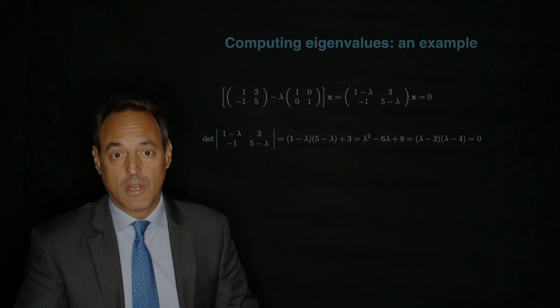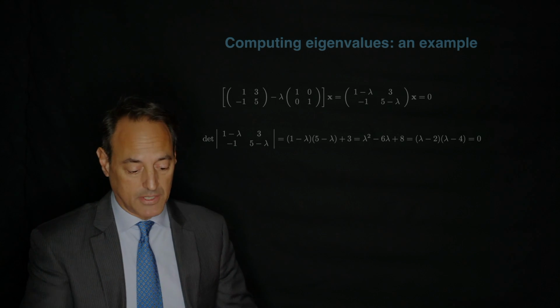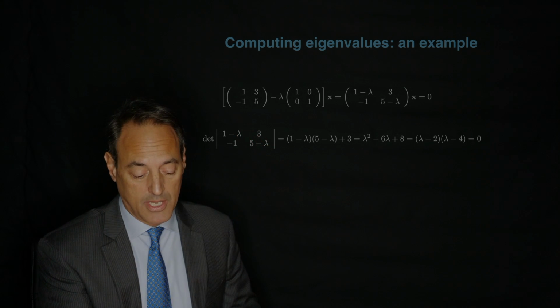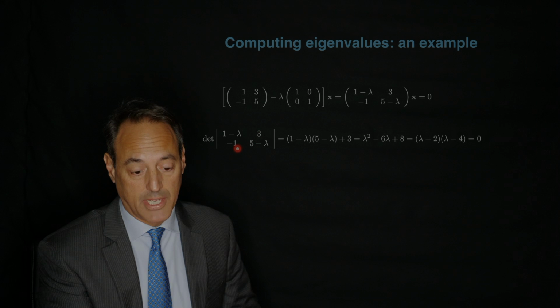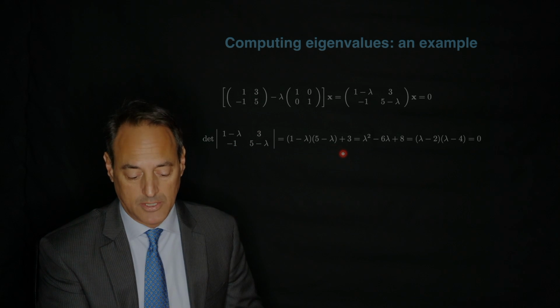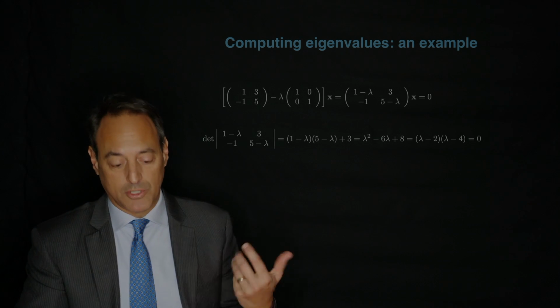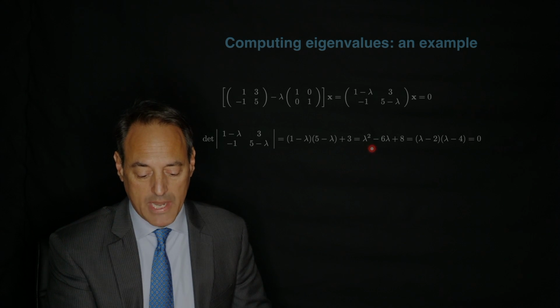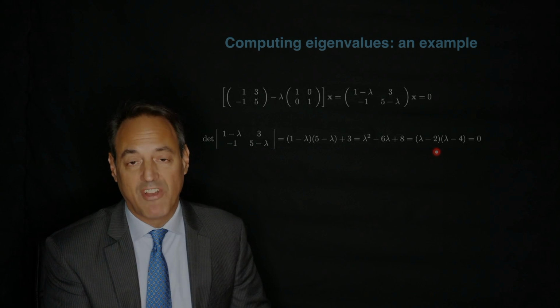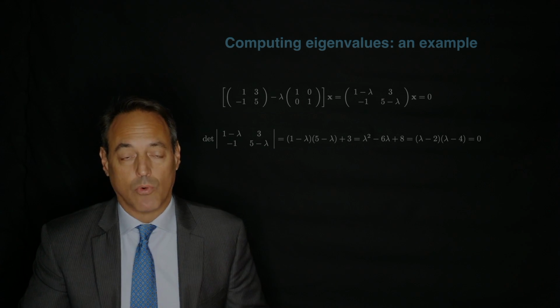The determinant of a 2 by 2 can be very easily computed as you take the diagonals and you multiply them together and you subtract the multiplication of the off diagonals. So when you do that, you get (1 minus lambda) times (5 minus lambda), and then a minus 3, which is plus 3. Write that all out. Here's a quadratic equation, and then you can factor it into this form here.